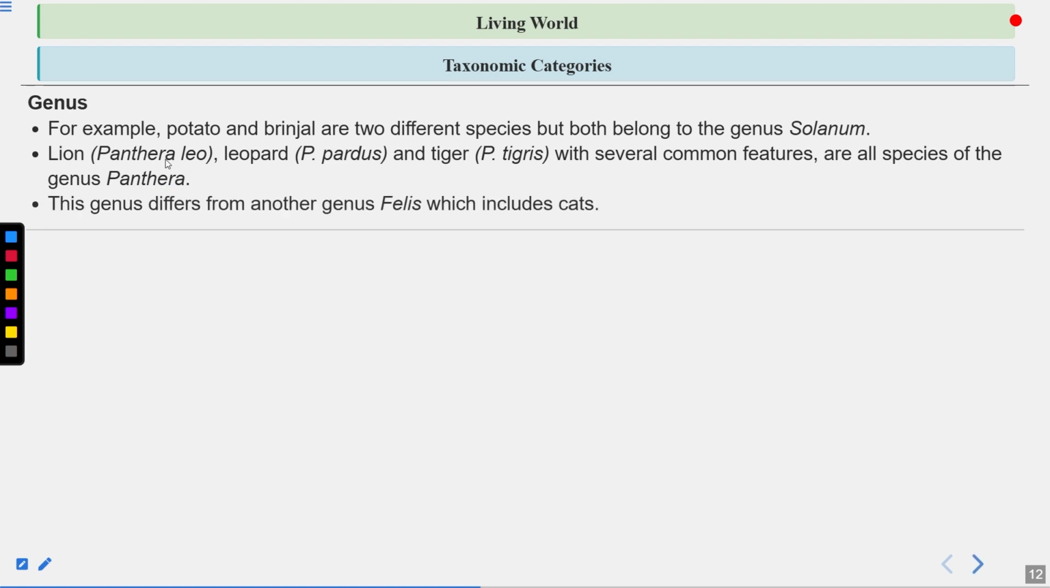This genus differs from another genus, Felis, which includes cats. Clear? So this Panthera genus is different from another genus. What is that other genus? Felis. And this Felis genus includes cats.